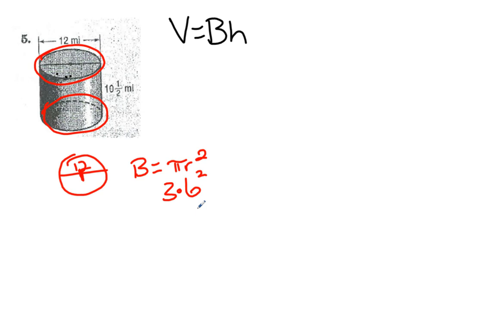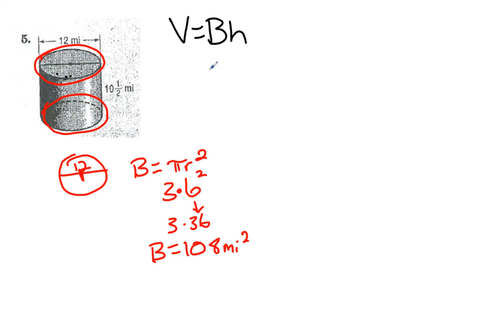Okay, so 6 squared is 36 times 3. So the area of our base is going to work out to 108. And if we wanted to put units on that, that would be miles squared. It's squared here because this is just an area. That's a flat surface. That's just 2 dimensions.